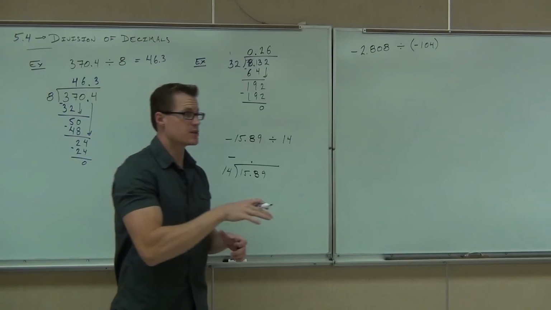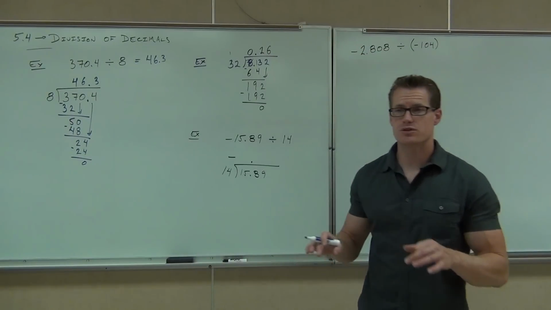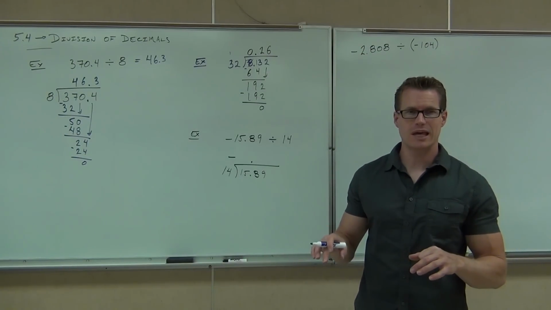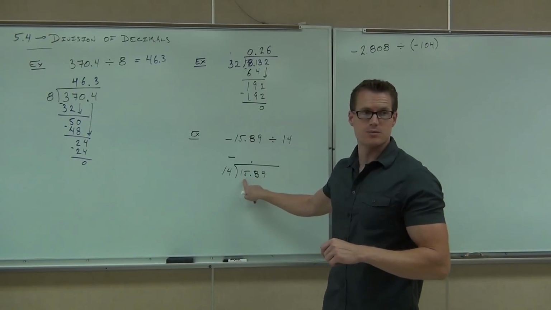Make sure our decimal's in the quotient somewhere. That's important. We don't want to lose track of that. Then we're going to start dividing. What's the first number we're going to get? 1. 14 goes into 15 how many times? One.